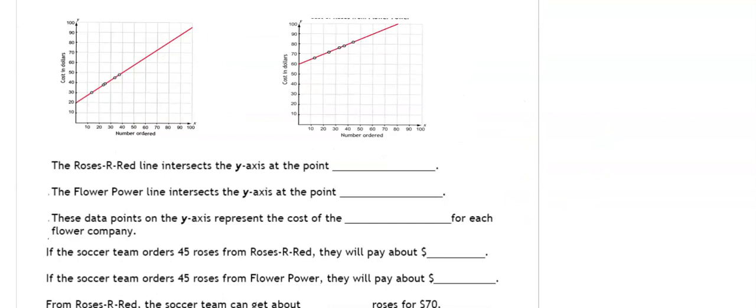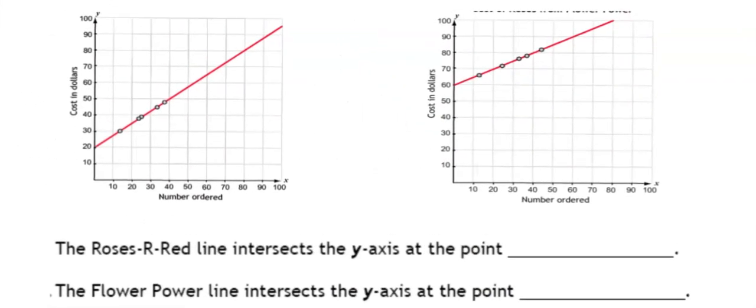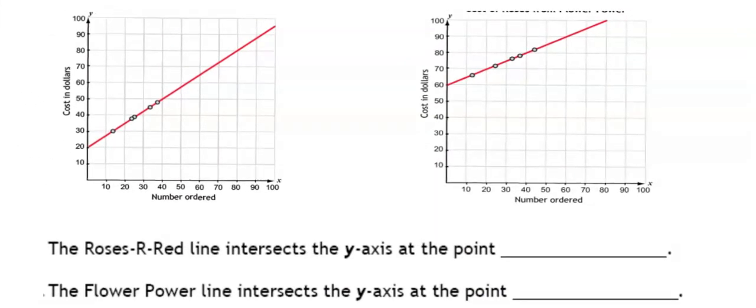So here are those graphs again. Okay, it says the roses are red line intersects the y-axis at the point what? So this is roses are red, and this is flower power. Okay, it intersects the y-axis at this point here. We can say that that is 0, 20. Flower power intersects the y-axis at this point, which is 0, 60.